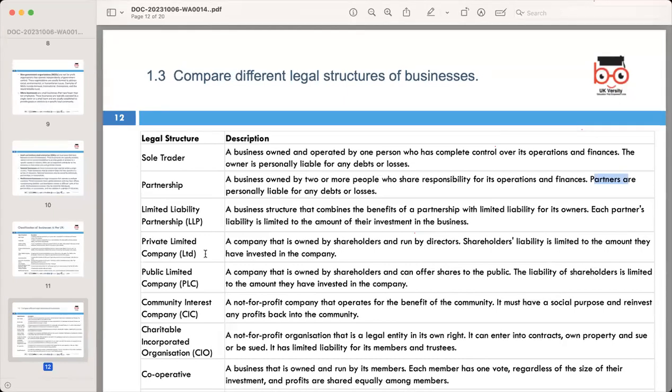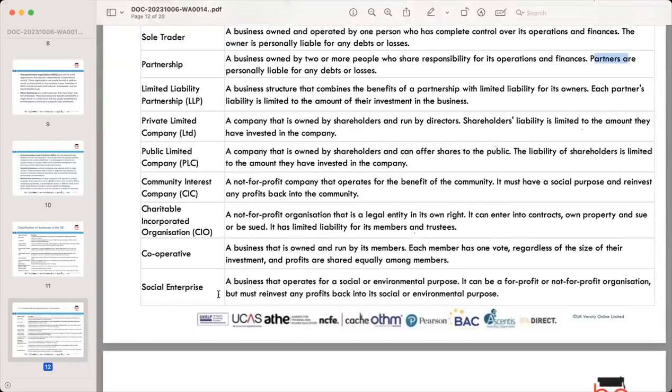Then CIC, community interest company, a not-for-profit company that operates for the benefit of the community. It must have a social purpose and reinvest profit back into the community. Then charitable incorporated organizations, a not-for-profit organization that is a legal entity in its own right. It can enter into contracts, own property, and sue or be sued. So it has limited liability for its members and trustees.